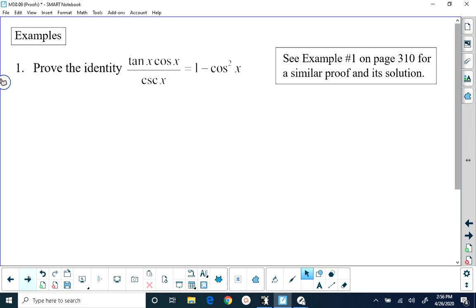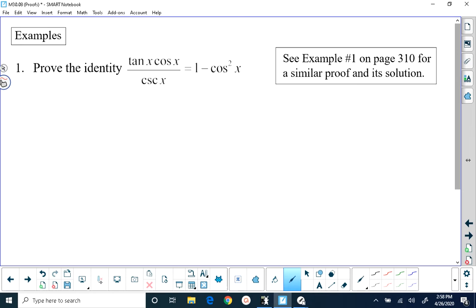So what does it mean to say we're going to prove an identity? What it means is that we have to work on the left-hand side separate from the right-hand side, and the right-hand side separate from the left-hand side, so that I can show that they are equal.